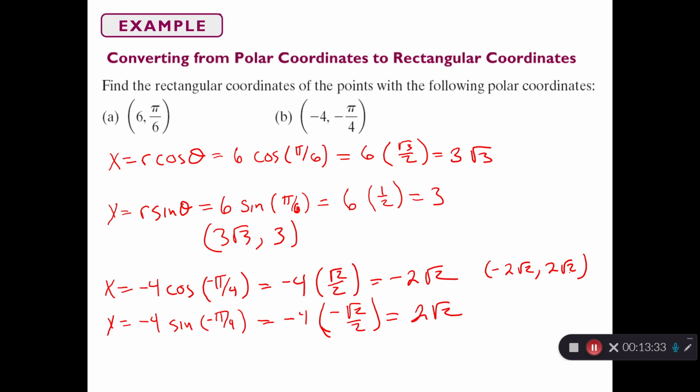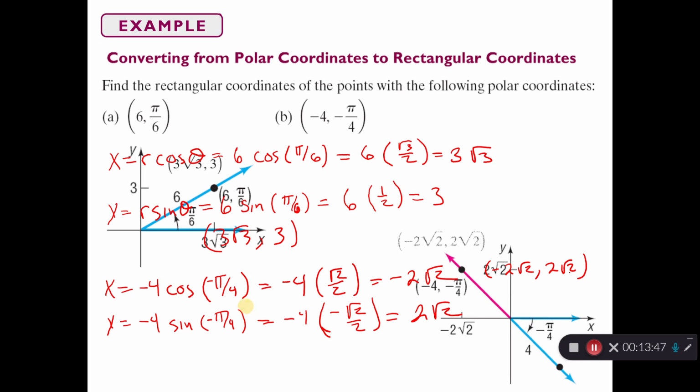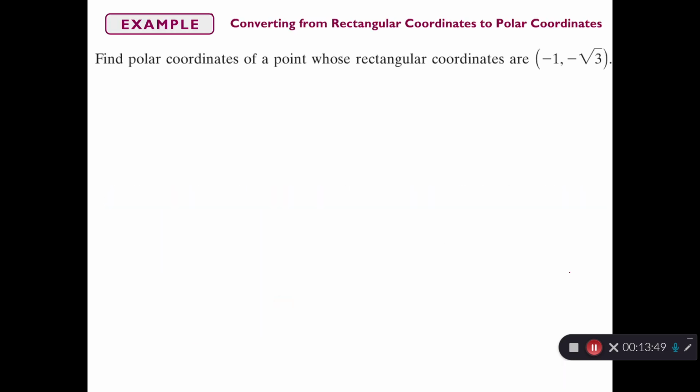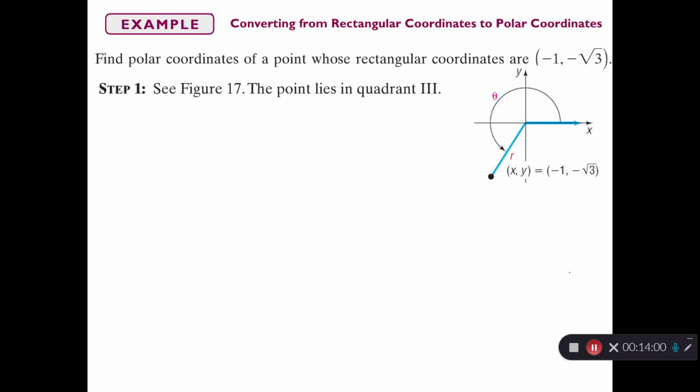All right. So now we have done from polar to rectangular. So now we need to do from rectangular to polar. All right. So we have these points. Now we need our conversion equations. The first thing we'll do is show the graph. And the graph is in quadrant 3. And what we hope is that when we get our polar coordinates, those polar coordinates wind up in quadrant 3.